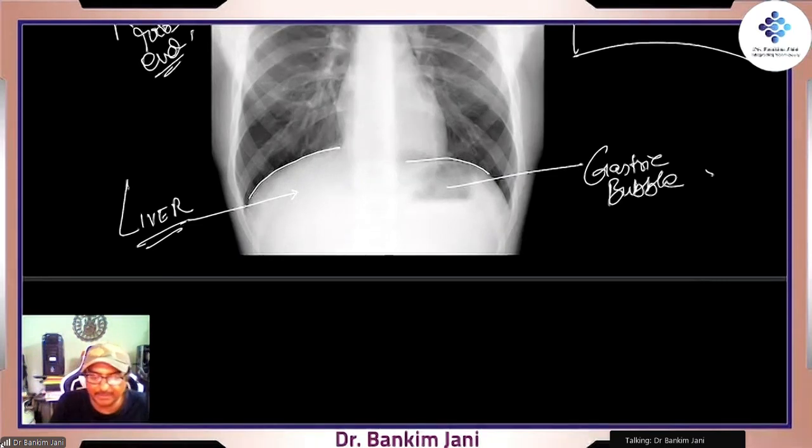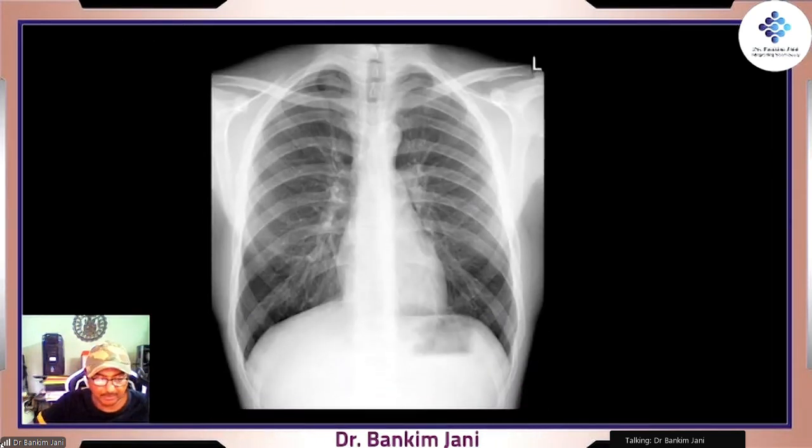Here is the air. This is the gastric bubble, and this entire opacity, right over here, everything is white. Right? This is because the liver is a big organ, quite tough, so X-rays are not passing through. So that's why we see this shadow over here. Right? This is the area of the liver and the gastric bubble. Gastric bubble is stomach. Just for the practice.